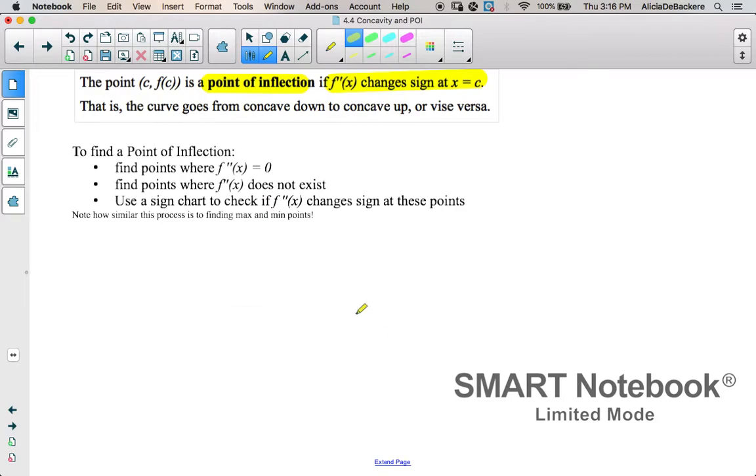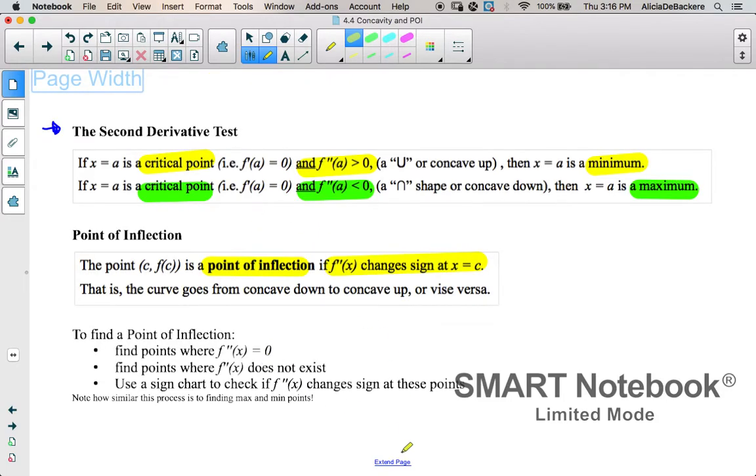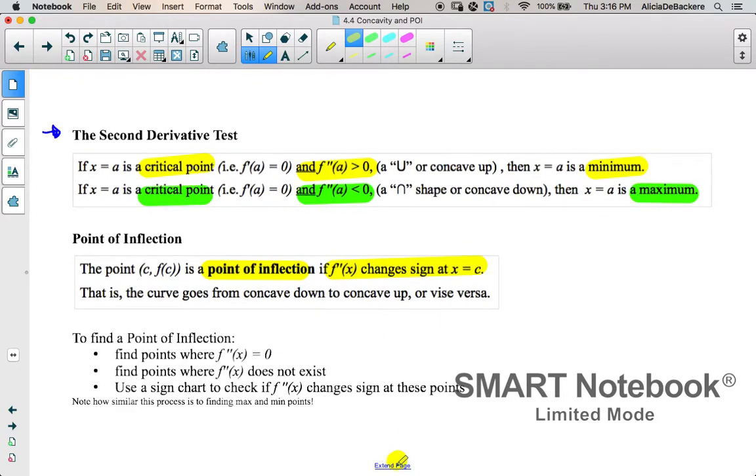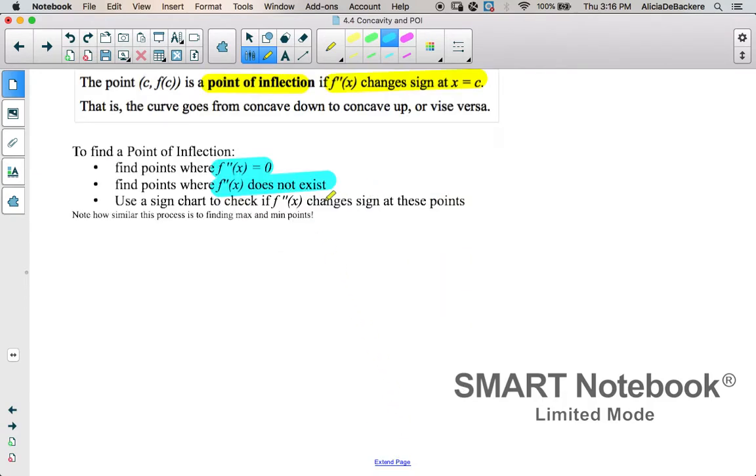So to find a point of inflection, it's similar to finding critical numbers. I'm going to set the second derivative, so instead of the first derivative, it's the second derivative, find out where it equals 0 and find out where it doesn't exist. Then I also have to check and make sure that it changes sign at this point. So we're going to use another sign chart. This is very similar to our critical numbers and finding the max min points using the first derivative test.